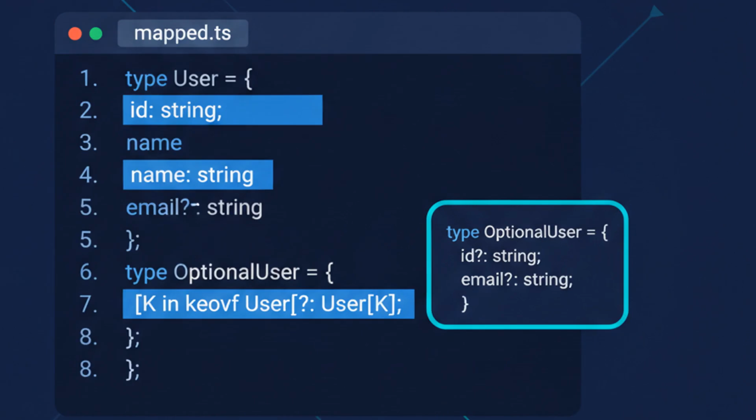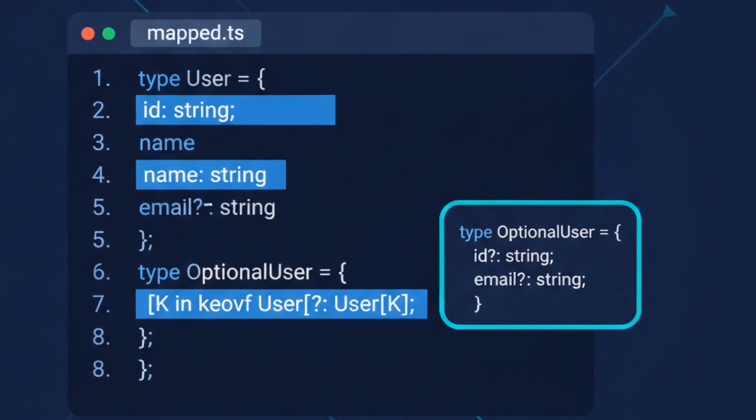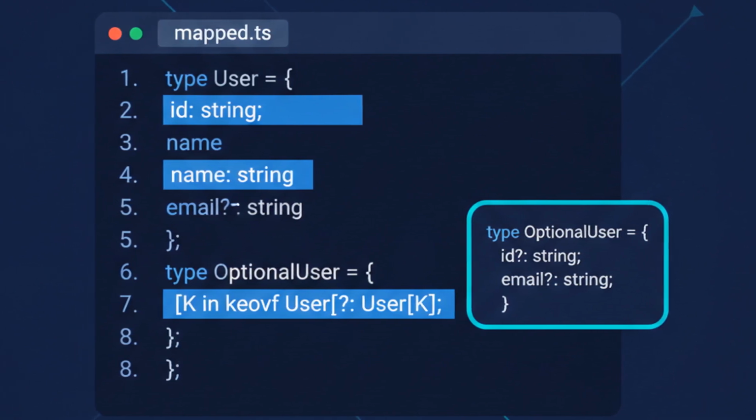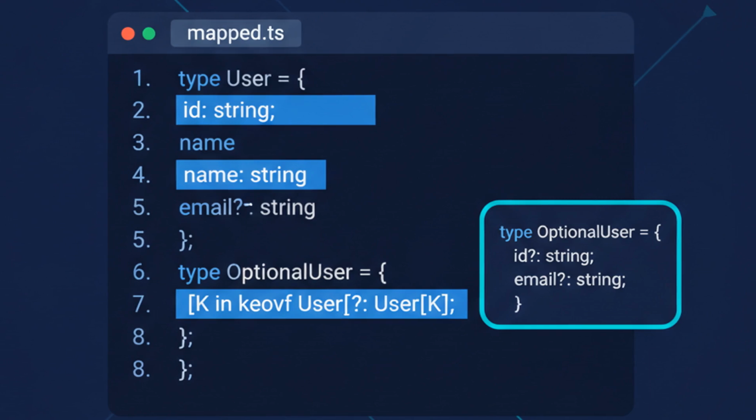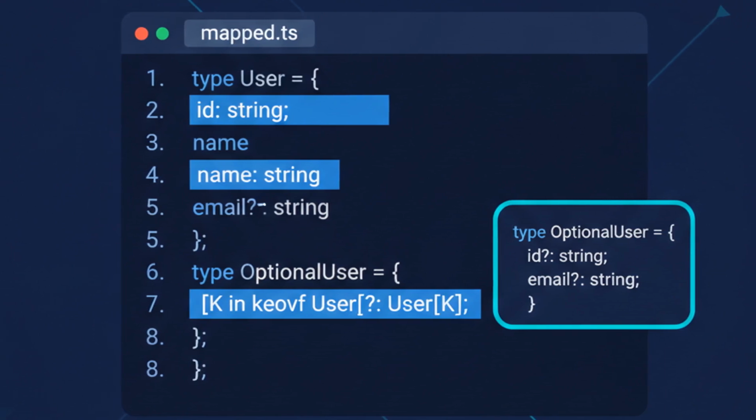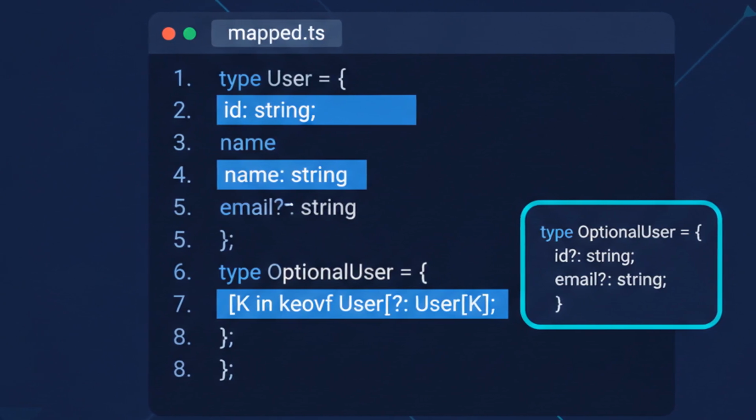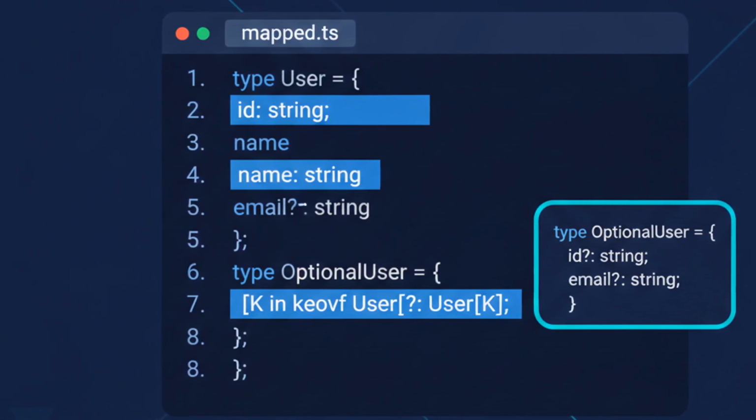Here is the core syntax. A mapped type loops over the keys of an existing type using the in keyword. The pattern is, for each key K in keyof T, define a property. The keyof operator gives us a union of all the keys, and we iterate over that union. Think of it like a for loop, but for type properties. This single declaration replaces the entire copy-pasted interface.